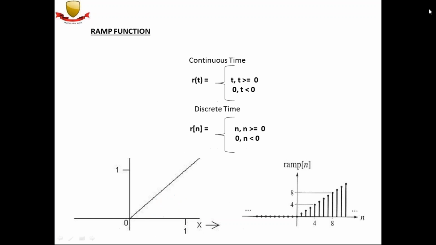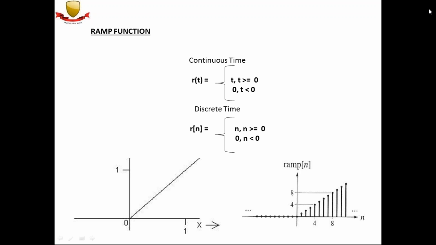Similarly, we have one more function called the ramp function. The ramp function is specified by r(t) equal to t if t is greater than or equal to 0, and 0 if t is less than 0. In the same way, for discrete time, it is equal to n if n is greater than or equal to 0, and 0 if n is less than 0. You can see this in the graphs shown below for both continuous time and discrete time.